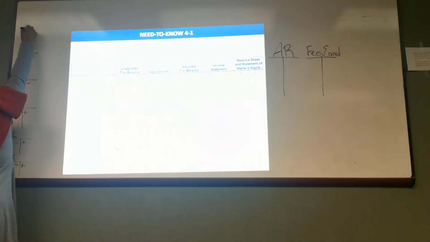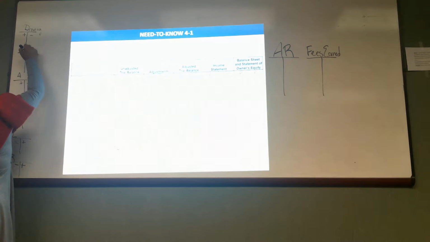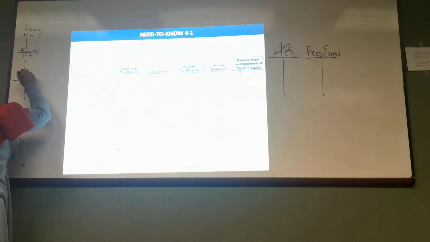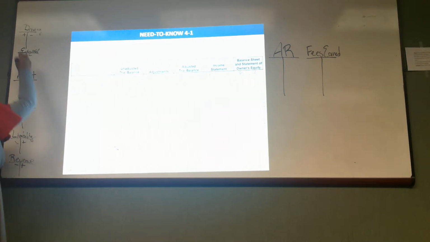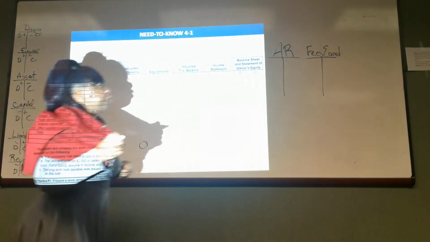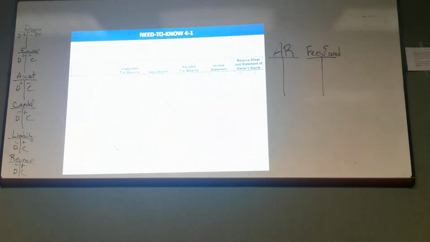We have drawing, expense, asset, capital, and liability, and revenue. This is always debit, credit, debit, credit, debit, credit, debit, credit, debit, credit, debit, credit, regardless of what the type of account it is. Alright, so our AR is an asset account, right?